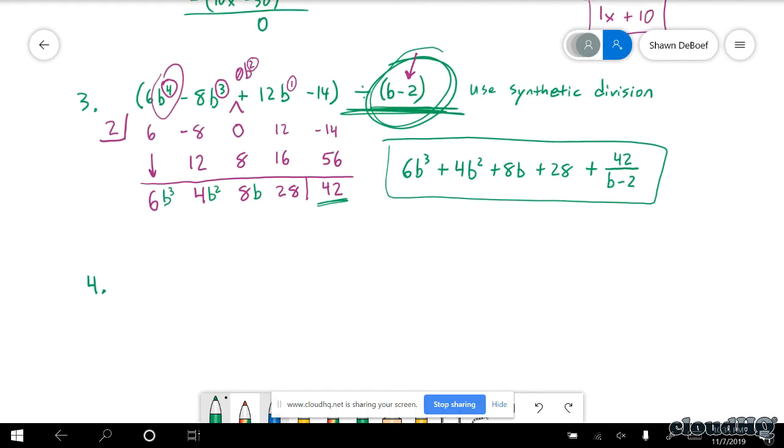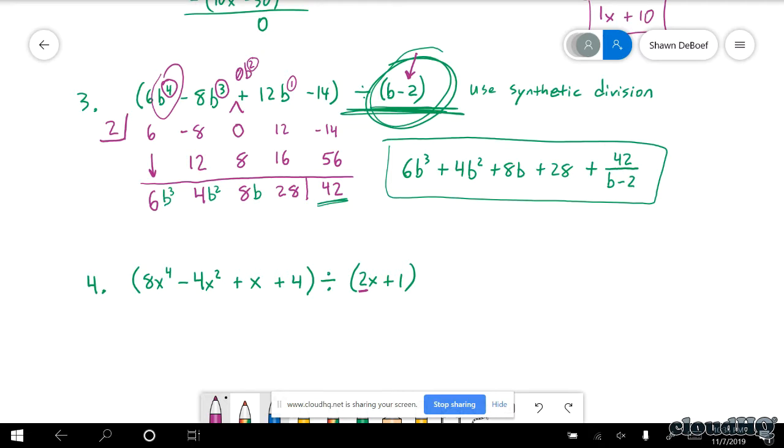Let's take a look at this next problem. It's a division problem, and we are dividing by something linear, but there is a coefficient in front of the x. We're dividing by 2x plus 1, making it not nearly as nice of a synthetic division problem.